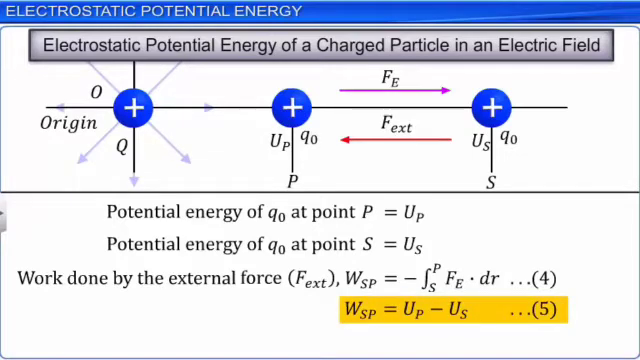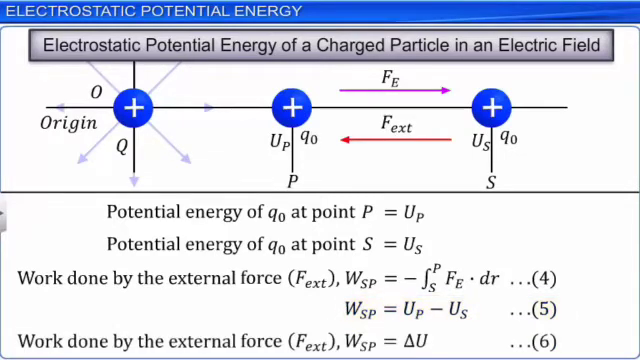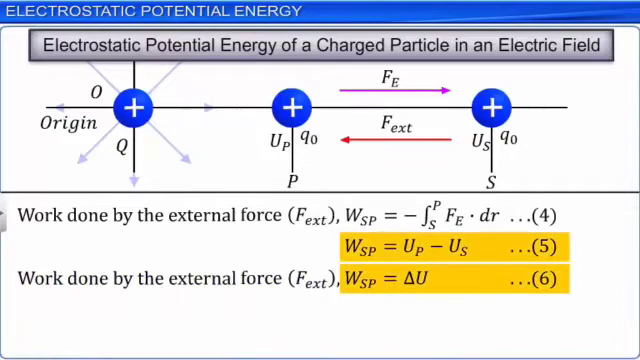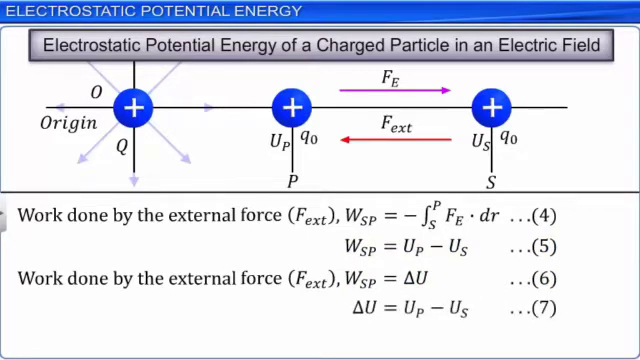The work done by the external force F, WSP, is equal to delta U. Let this be equation 6. From equations 5 and 6, the work done by the external force WSP can be rewritten as delta U is equal to UP minus US. Let this be equation 7.